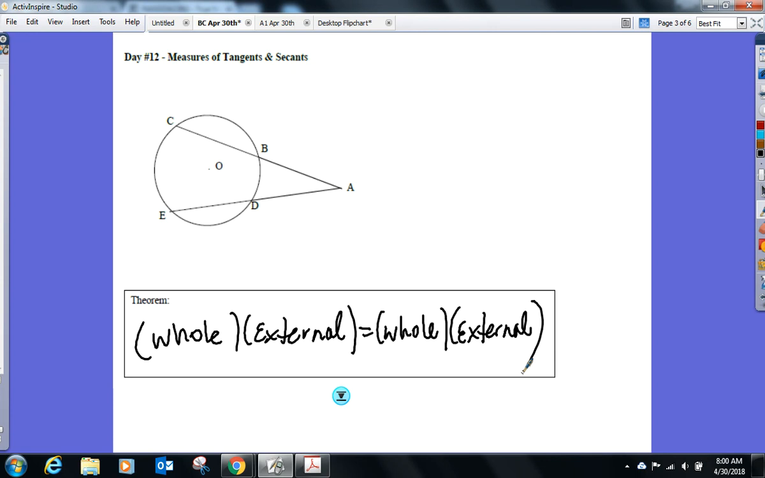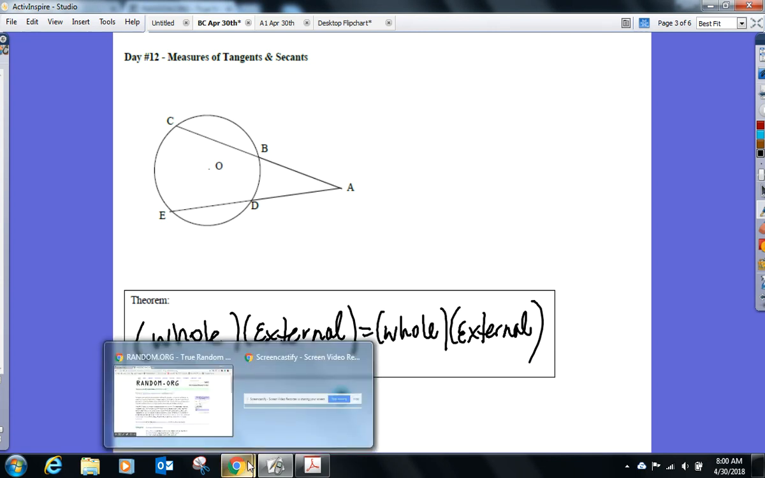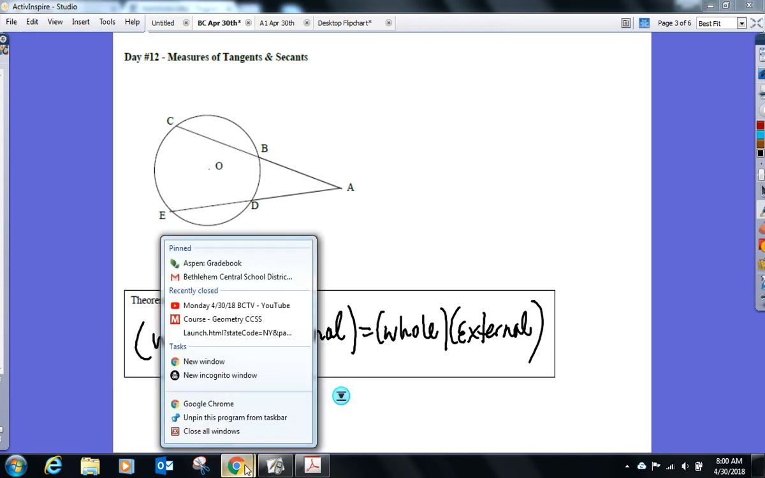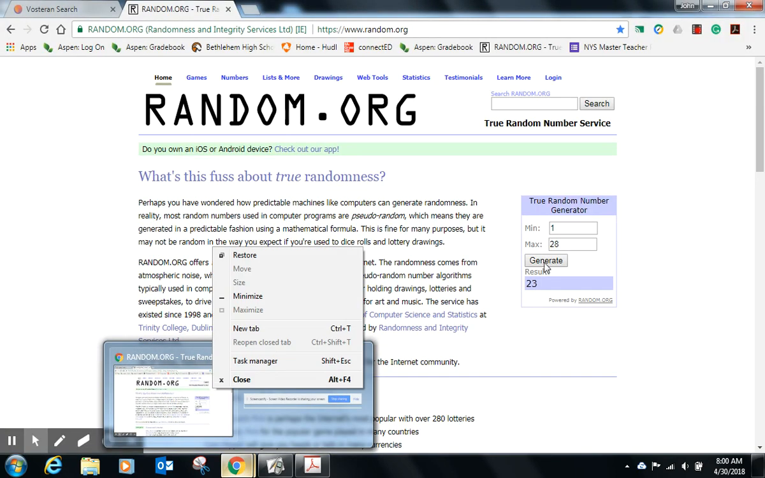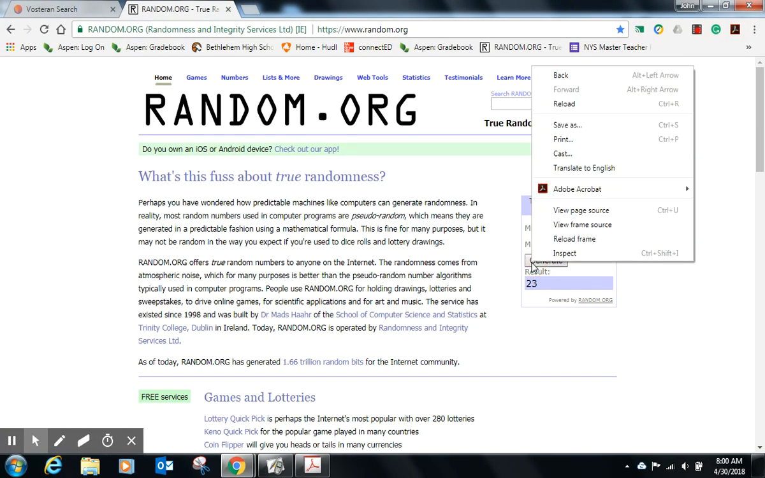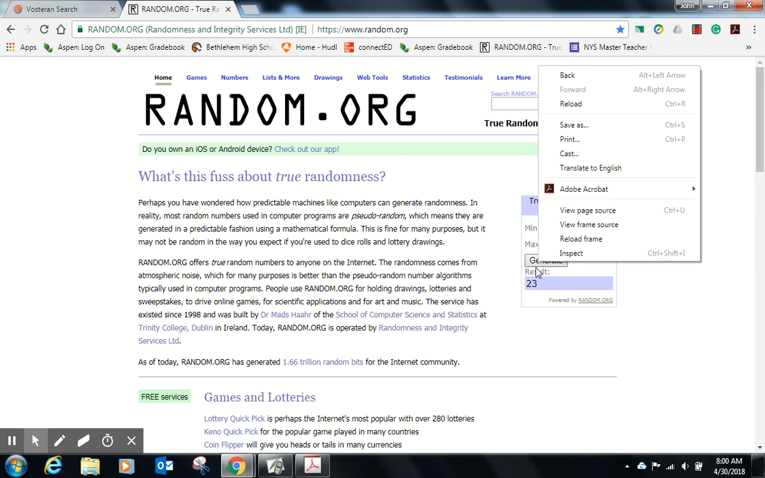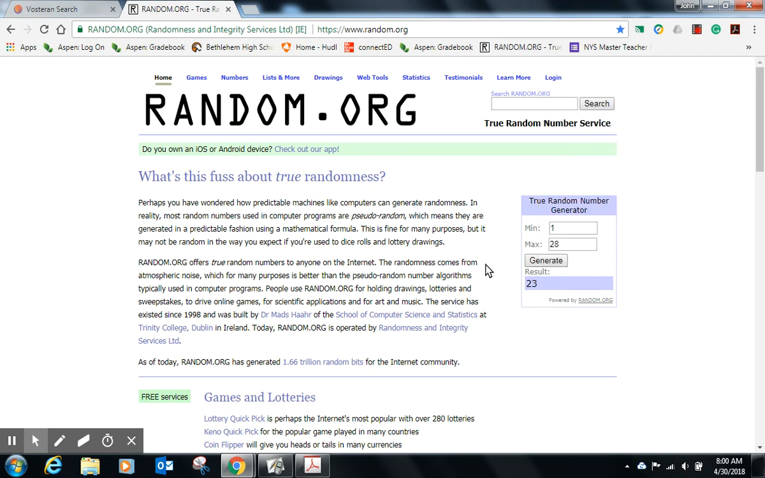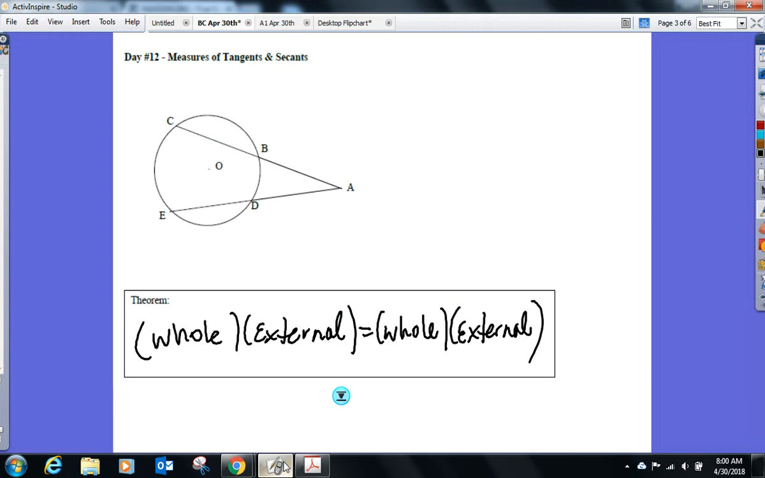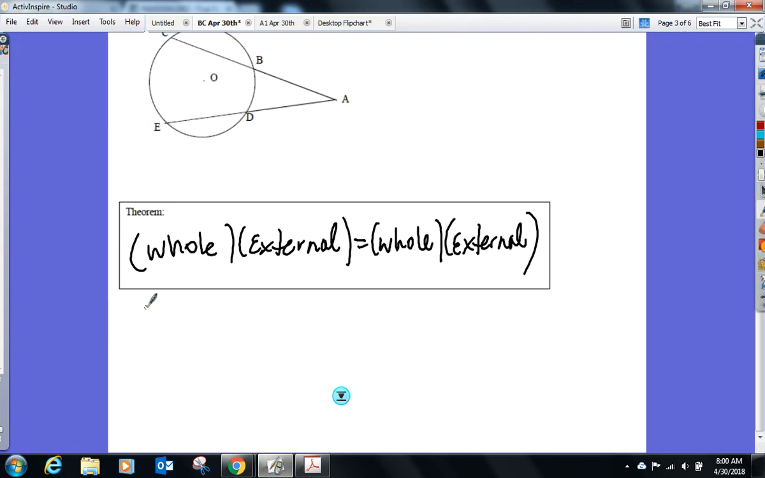What do I mean by that? Let's use this diagram. Somebody give me the name of a whole secant in that diagram. What is it? EDA? Yep, I'm just going to call it AE.